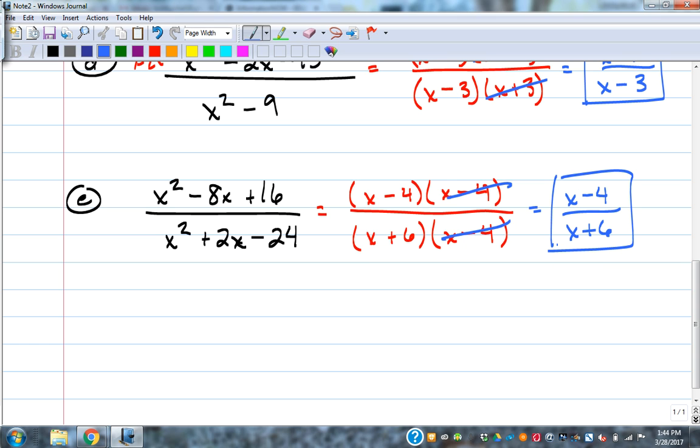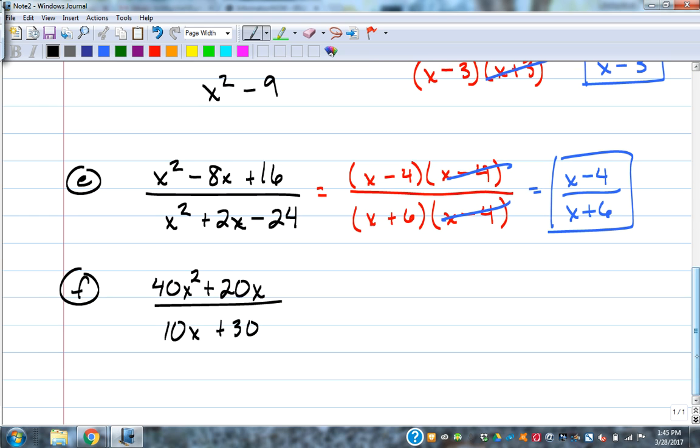And you've got a simplified rational expression. Throw this one out there. Let's make that 40x squared plus 20x, and then 10x plus 30 on the bottom. For whatever reason, this one seems to be one that folks just forget how to factor.